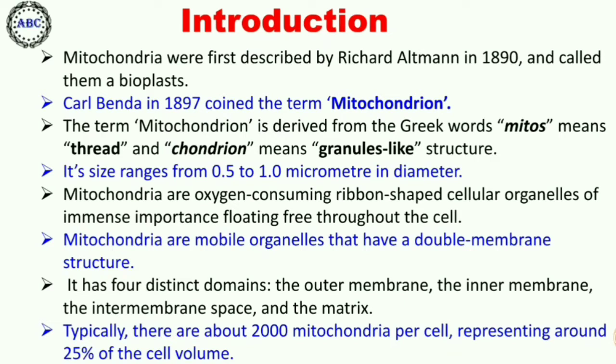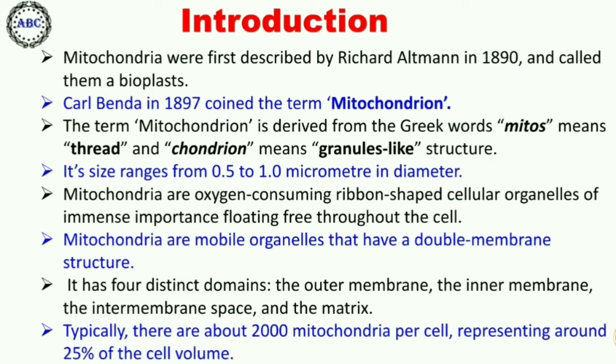Mitochondria were first described by Richard Altmann in 1890, who called them biomasts. Later on, Carl Benda in 1897 coined the term mitochondrion. The term is derived from the Greek words mitos, meaning thread, and chondrion, meaning granule-like structure. Its size ranges from 0.5 to 1 micrometer in diameter.